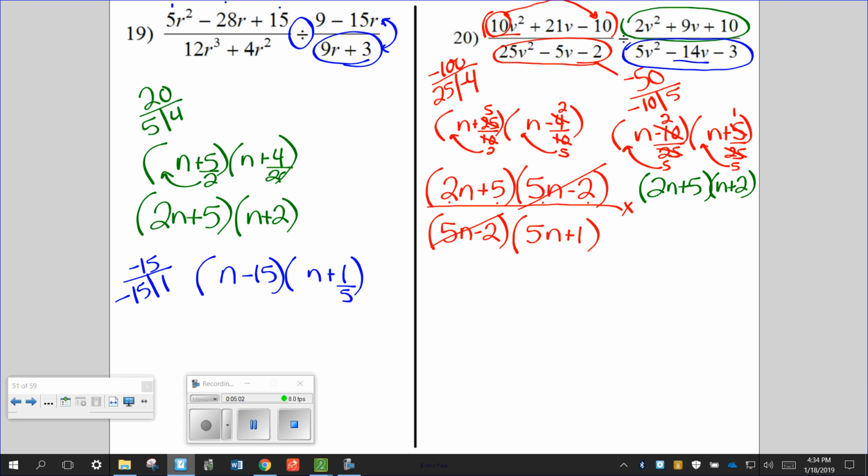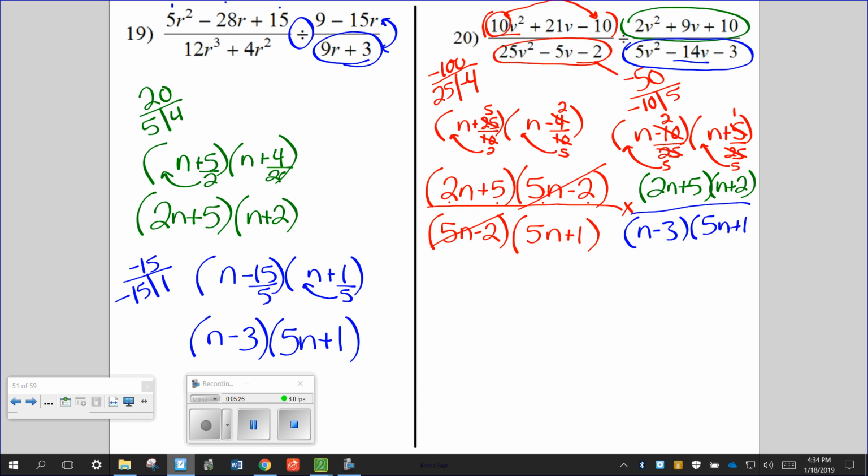Leading coefficient's 5, so that's what we divide both of these factors by. And 15 divided by 5 is 3. 1 divided by 5, that's as simple as it gets, so we bring the 5 up in front of the n, bottoms up. We get n minus 3 and 5n plus 1. Last step, look for things to simplify. We have a bunch of nothing.